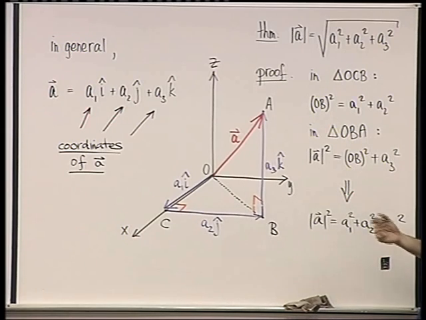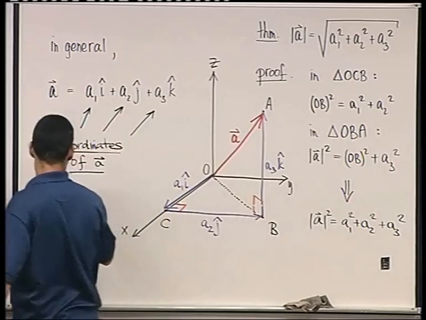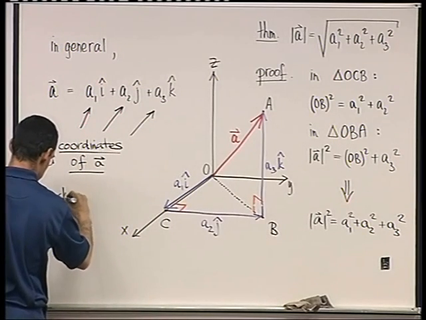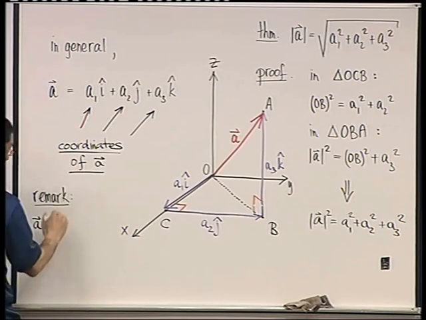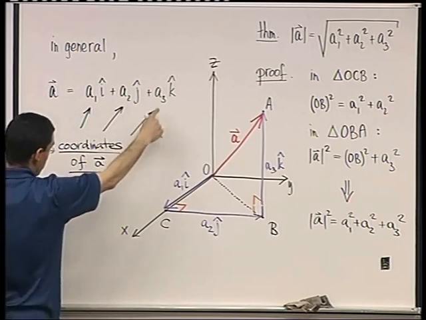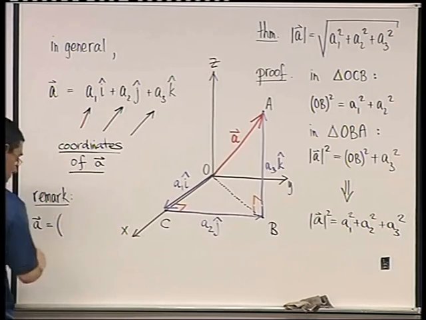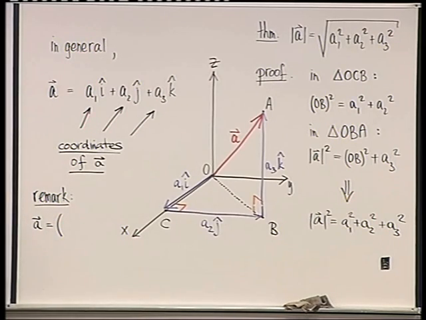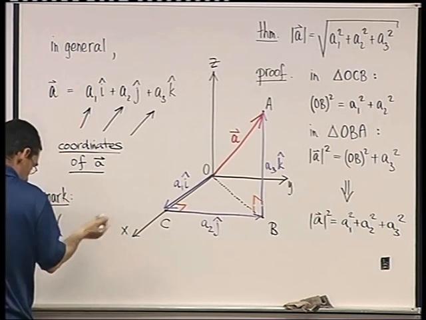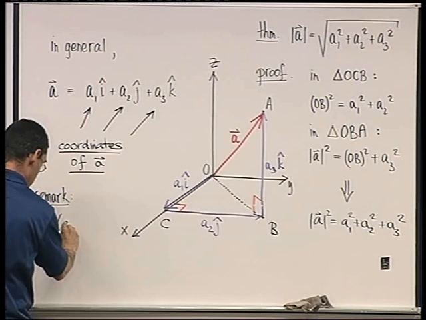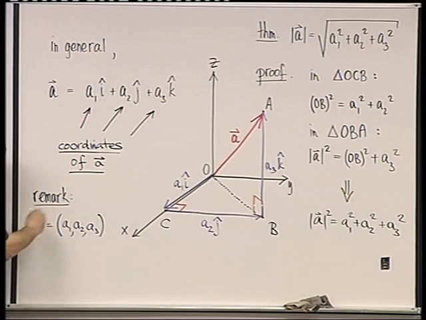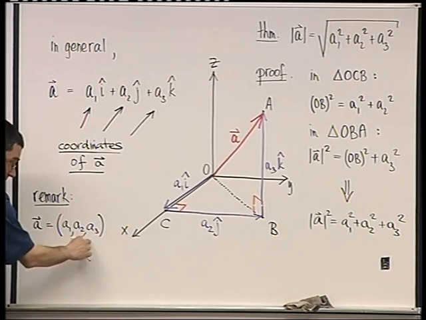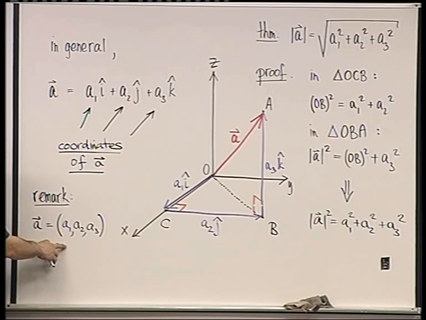Okay, good. And a remark, sometimes you would find people write, instead of writing A1 times I plus A2 times J plus A3 times K, you will see people write, and we're going to use this notation as well. We're going to use both notations interchangeably. So people write just A1, A2, A3, right? Only the coordinates to indicate the vector. Okay? And if you think of this as a point in three-dimensional space, which point is it?